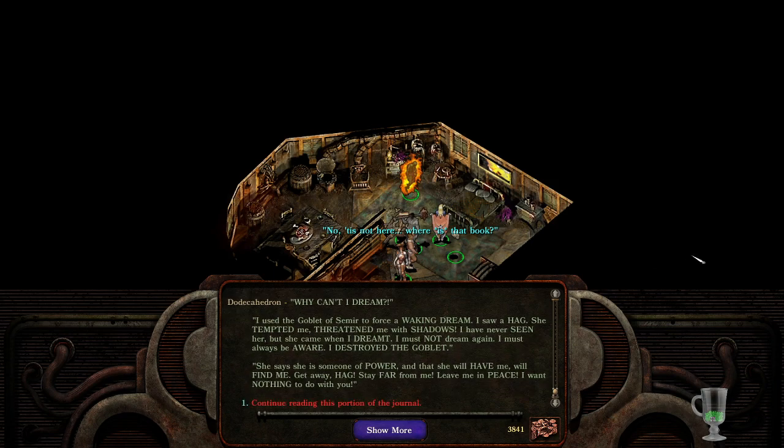Why can't I dream? I used the goblet of Simir to force a waking dream. I saw a hag. She tempted me, threatened me with the shadows. I have never seen her, but she came when I dreamt. I must not dream again. I must always be aware. I destroyed the goblet. She says she is someone of power and that she will have me, will find me. Get away, hag. Stay far away from me. Leave me in peace. I want nothing to do with you.